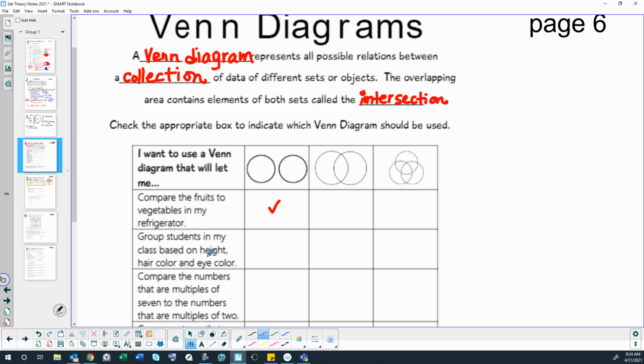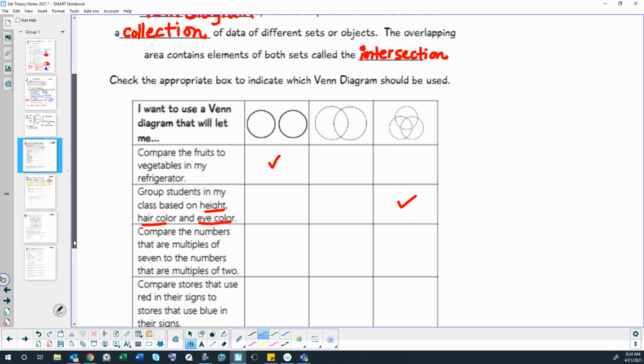Group students in my class based on height, hair color, and eye color. That's three things to compare them with. So I would need three different circles to organize that data and show how they overlap.